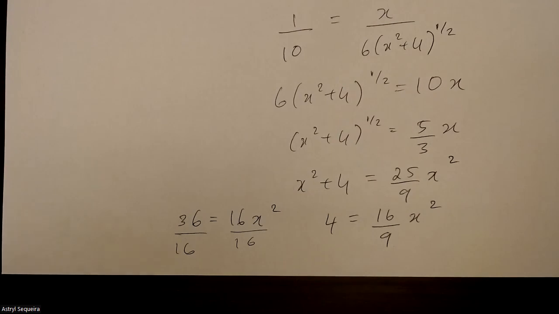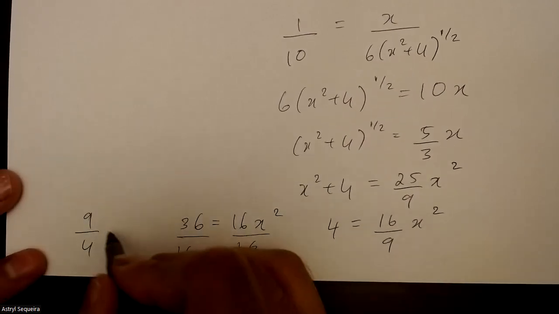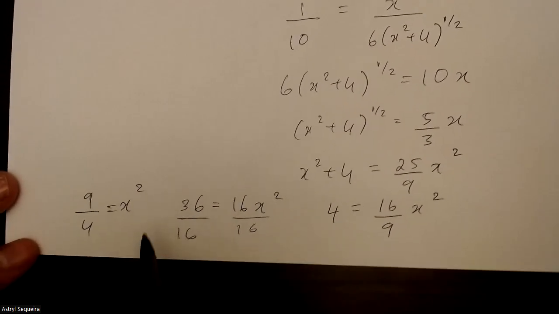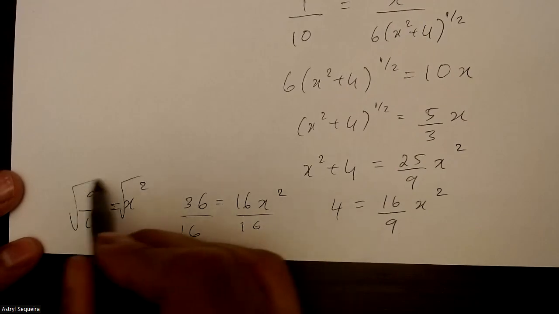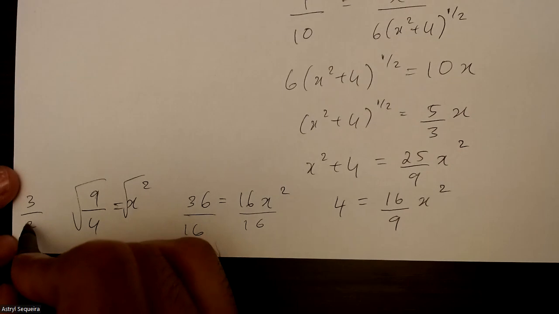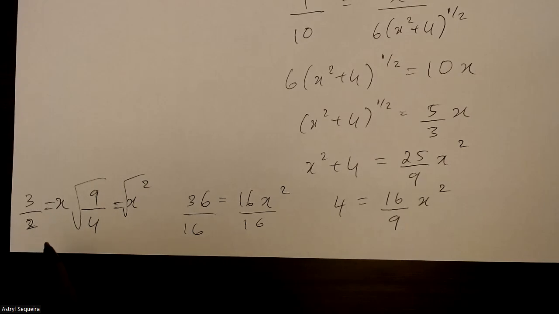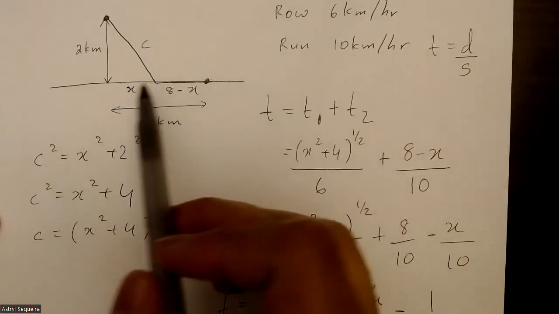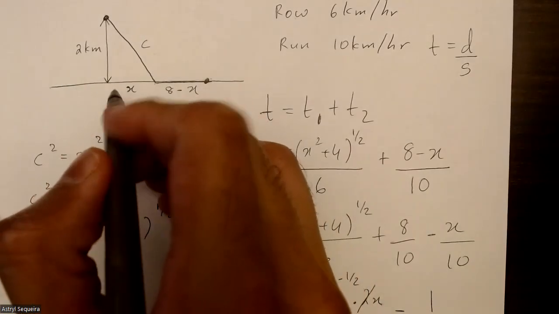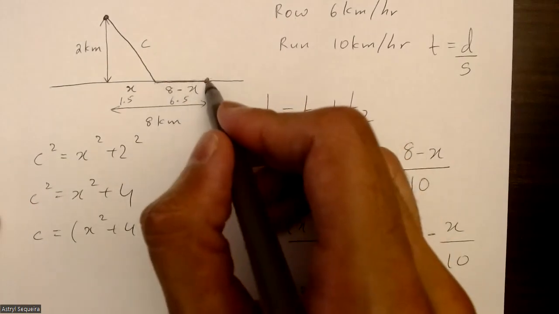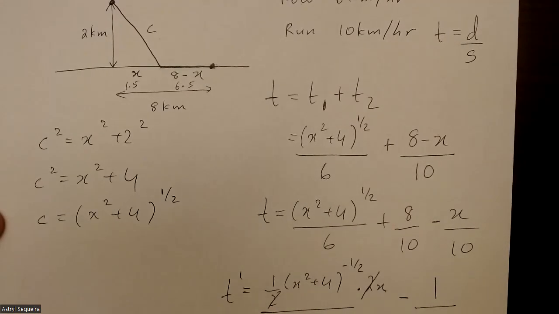So 9 over 4 equals x squared. And then I'll square root both sides, and I'll just get x equals 3 over 2. I don't have to worry about the negative solution here because the only possible solution is a positive one. So basically the 3 over 2 we know is 1.5. So we know that he should land his boat 1.5 kilometers away from this part over here, or basically 6.5 kilometers away from the finish line of this race. And that will minimize his time.